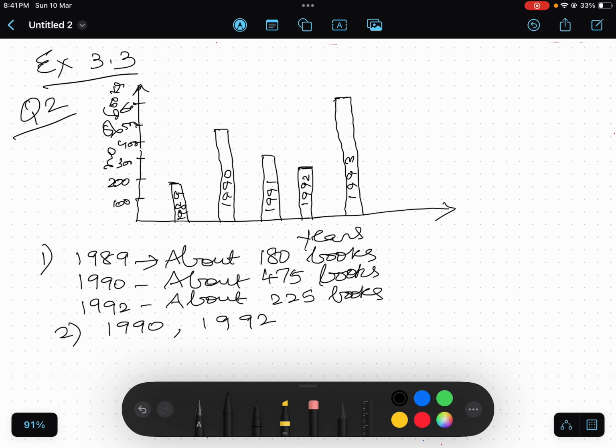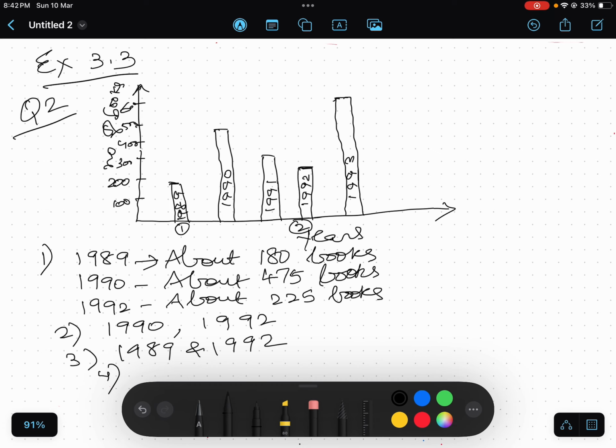And then the third one is: in which years were fewer than 250 books sold? So here it is fewer than 250. So 1989 is one year. Then this is more. This is also more. This is fewer than 250. So 1992 also it was fewer than 250. So in which years is the question? So 1989 and 1992. And then the fourth one is: can you explain how you would estimate the number of books sold in 1989?